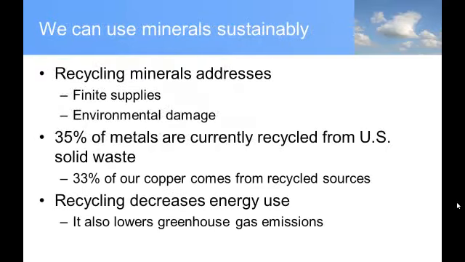So recycling minerals can help us address some of the finite supply issues and some of the environmental damage associated with them. Recycling also uses less energy and emits lower greenhouse gases than mining and other techniques.